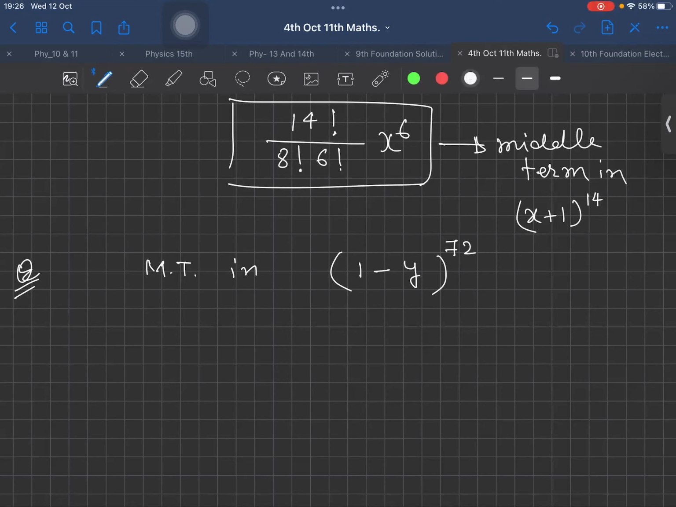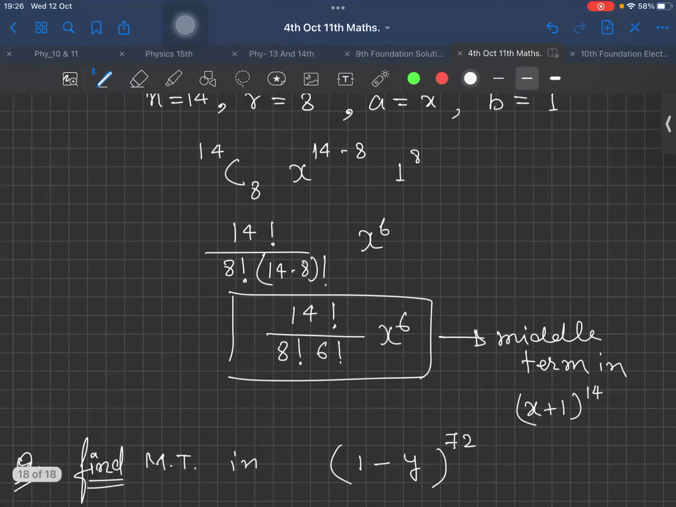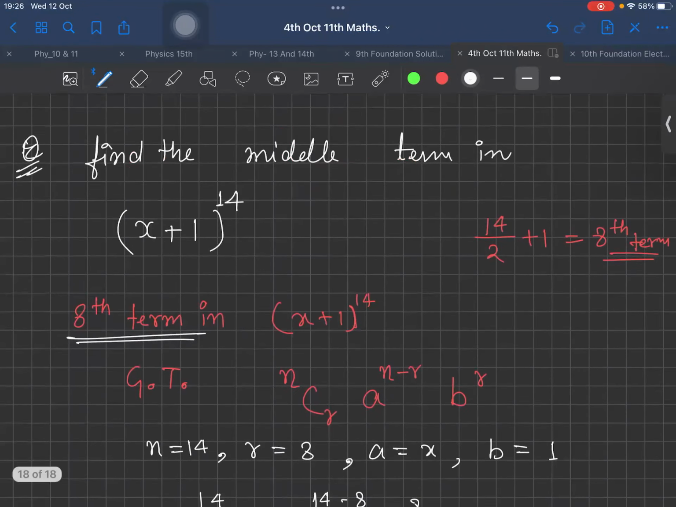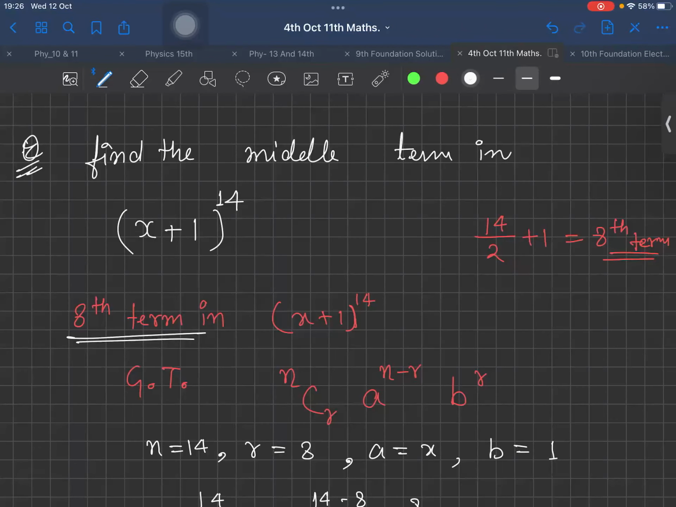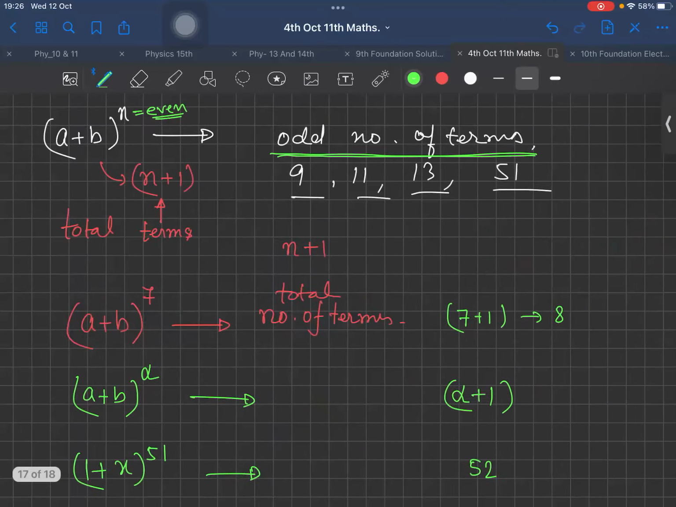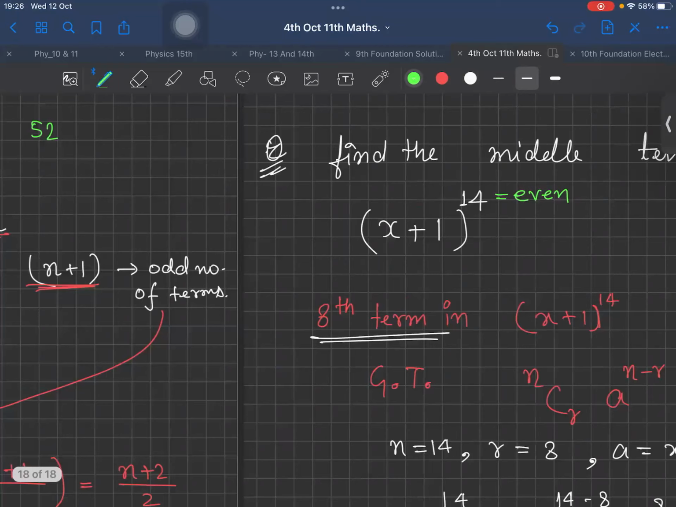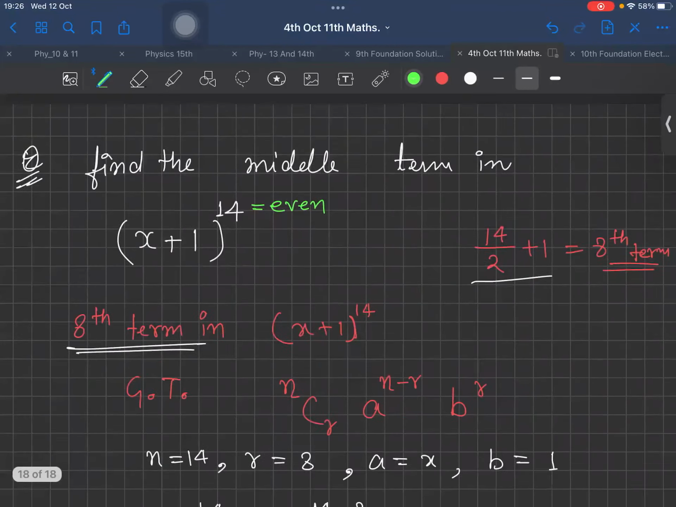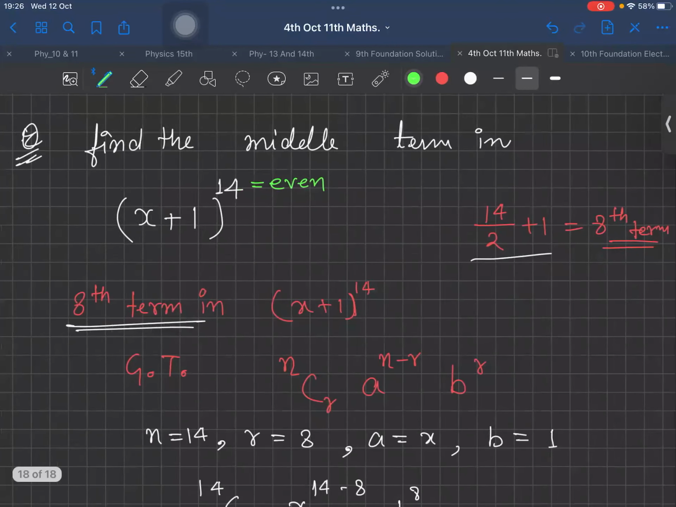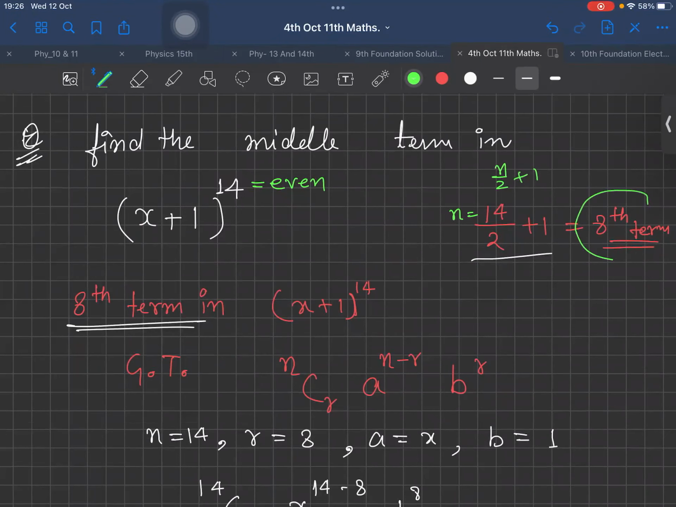Did you understand or do you need any help? You can ask. Jeffrey, you understood the first one? See, always first n by 2 plus 1 if n is even. See here, n is even. So how do you find the middle term? n by 2 plus 1. So what we got? 8. That means we need to find the 8th term.